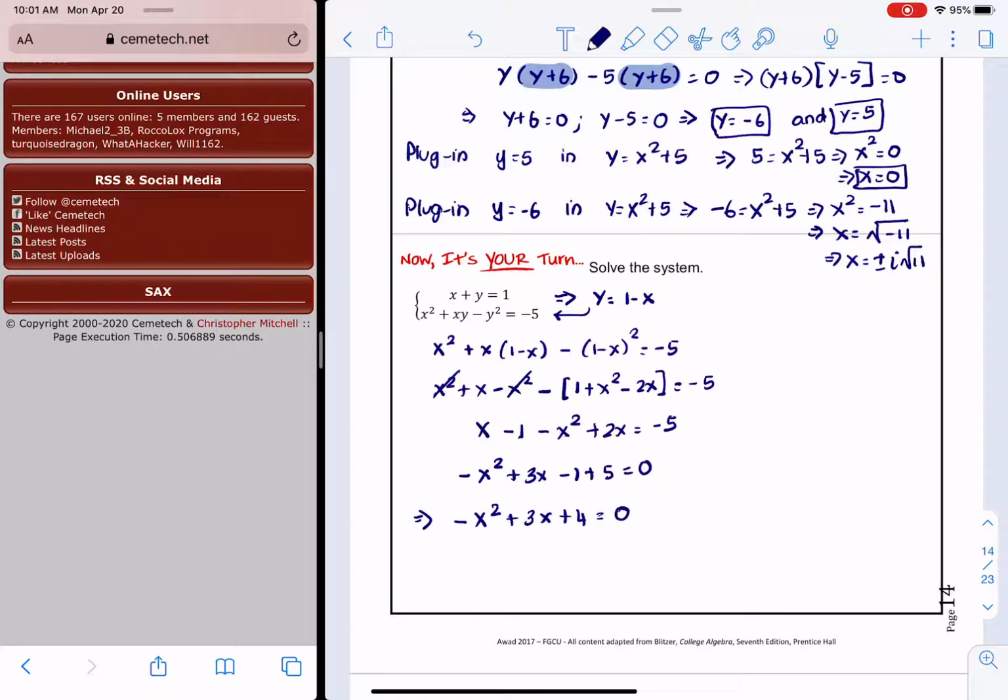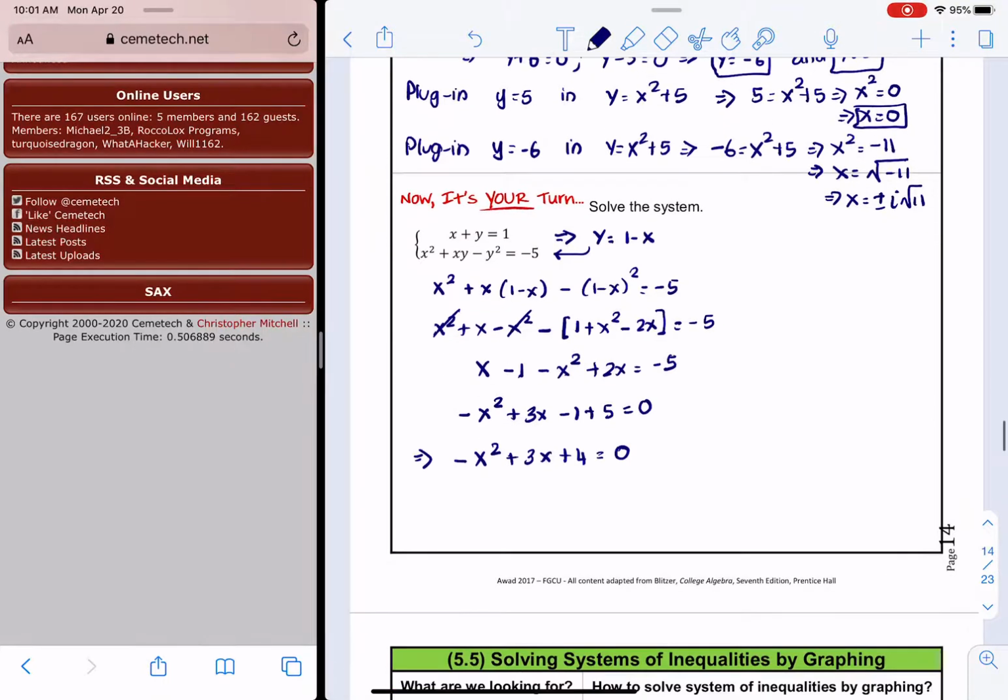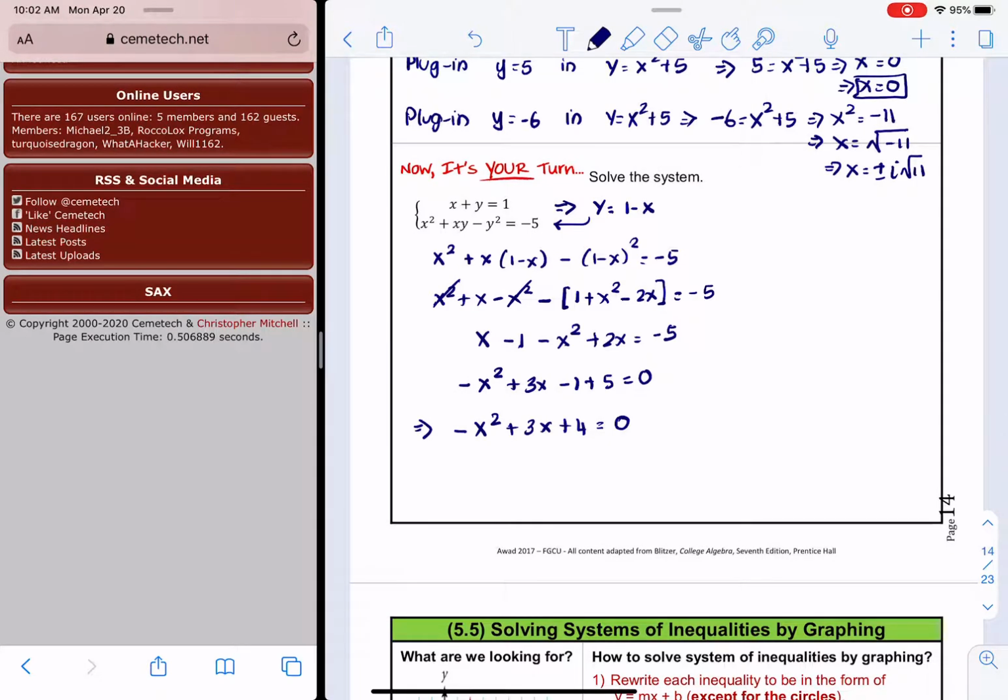Now, I don't like having negatives in the leading coefficient, so I'm going to multiply by negative 1 on both sides. So I would end up getting x squared minus 3x minus 4 equals 0. Now that is a quadratic equation, and you've got to ask the question, should we use factoring or the quadratic formula? If factoring is going to work, let's just go with factoring. So x squared minus 4x plus x minus 4 equals 0. I have an x in common in the first two terms, and I have a 1 in common in the last two terms.